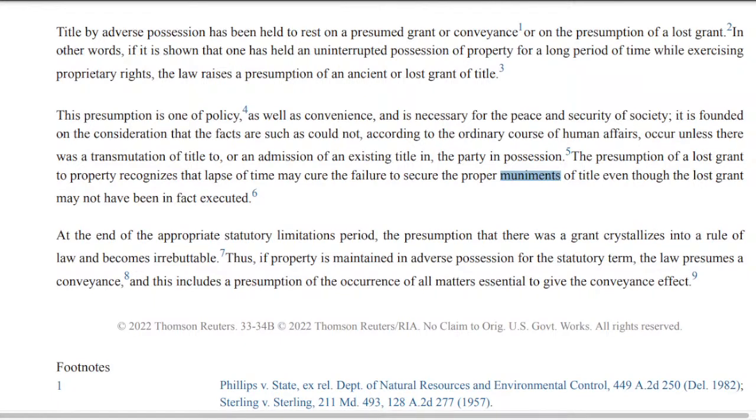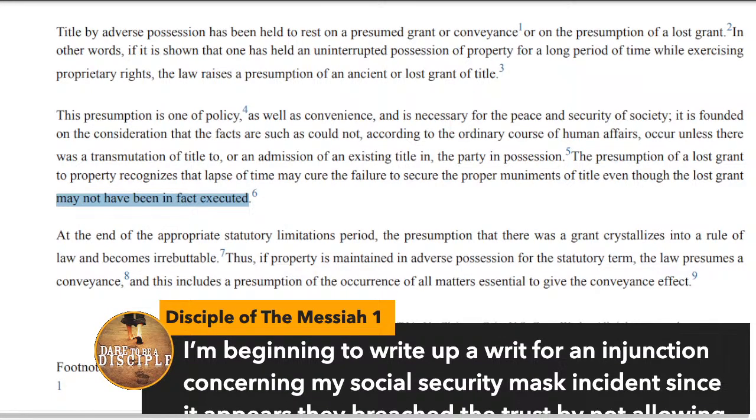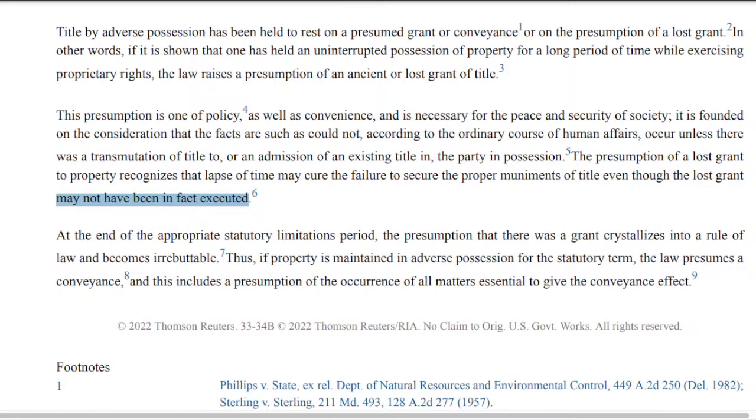So, as we were seeing here, muniments of title, even though the lost grant, lost deed, whatever it was, may not have been, in fact, executed. So we got here, I'm beginning to write up a writ for an injunction concerning my Social Security mask incident. Since it appears they breached the trust by not allowing me entrance in personam. Yeah, in personam, yes. Injunctions, we could go over that next. Estoppels, injunctions, anyhow, that gets into our equitable remedies.